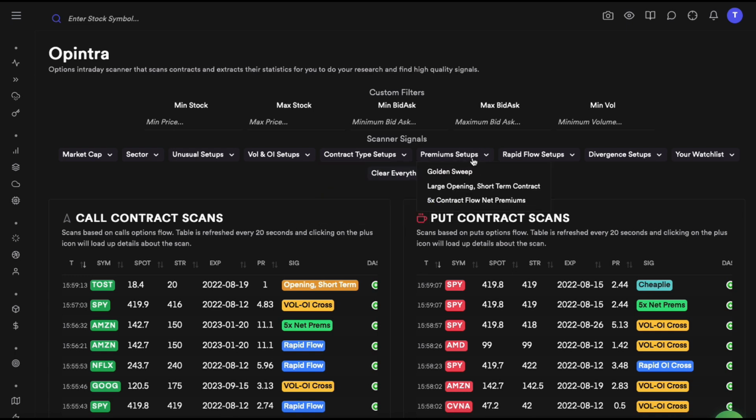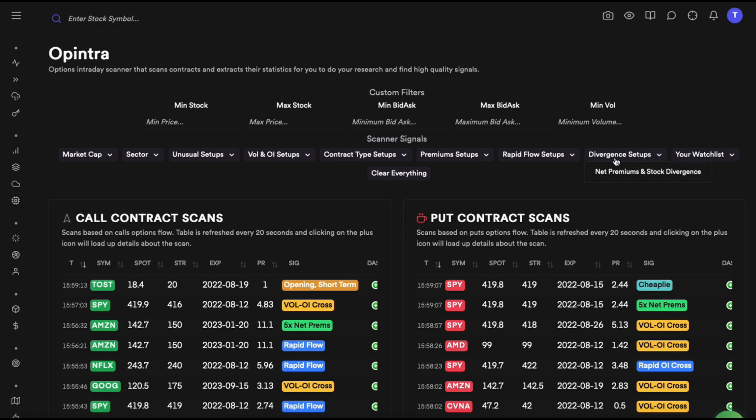Then we have premium setups. Golden sweeps would be premiums with a sweep with more than $1 million in value. Large opening short-term contract. So we have a bunch of these filters that I'll actually show you how to know more about, or how to really understand how these signals are created. But we have all of these that you can use in order to find options flow based plays.